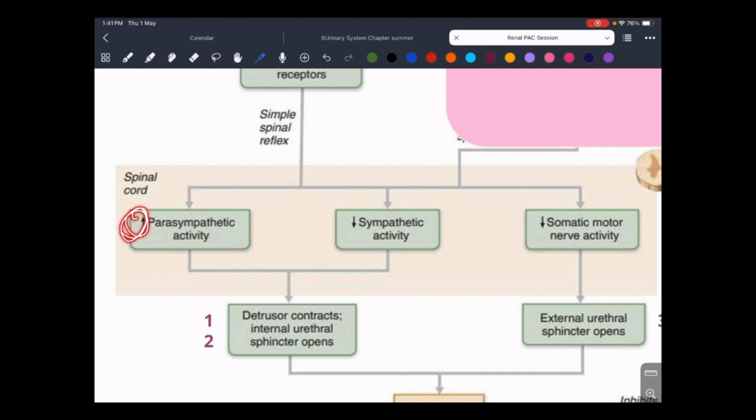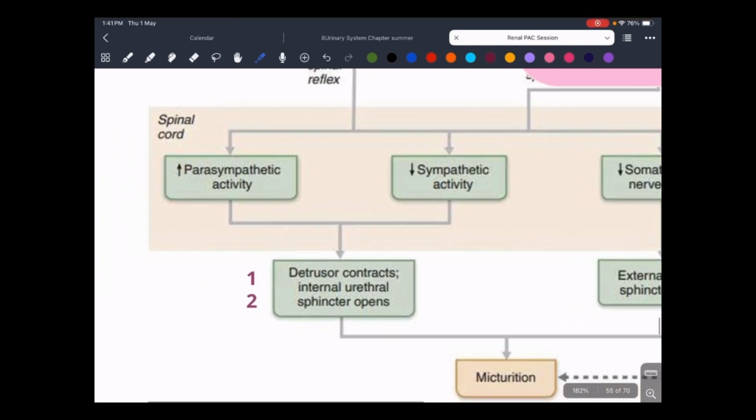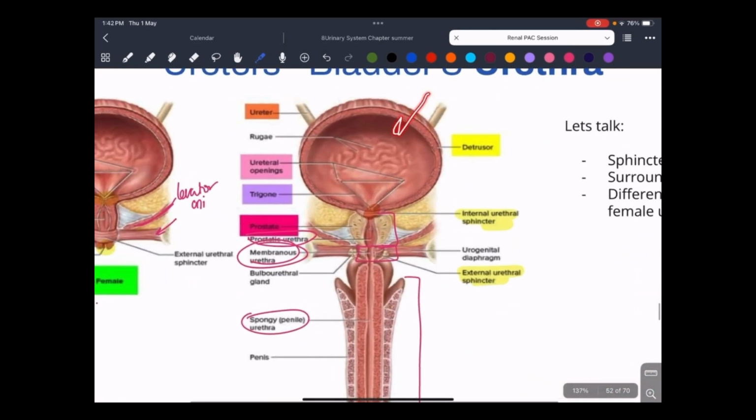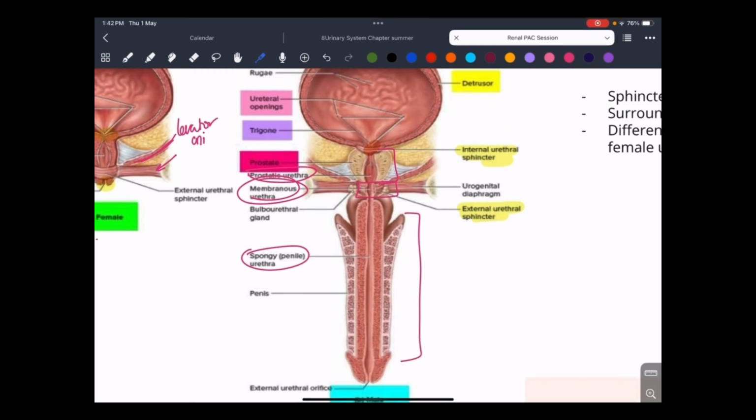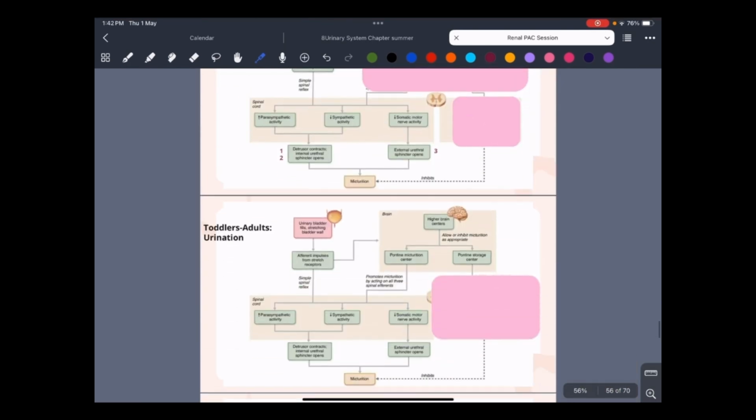Increased parasympathetic activity is going to do the first two steps. The detrusor will contract and the internal urethral sphincter will open. Nice. Does that mean I'm done? No. You know why? Let me go back here. This contracted, and this opened. But what about this? Where's the external urethral sphincter? The urine's going to go here, but it's still not going to pass. We need the three things to happen.